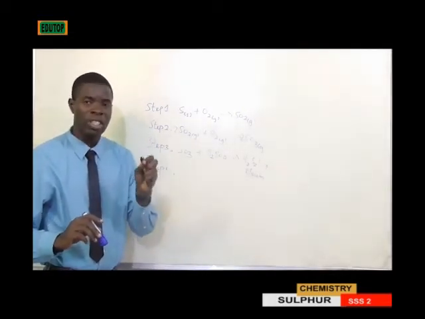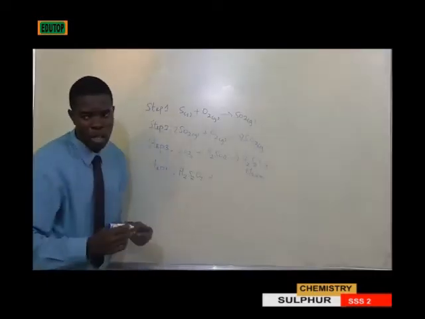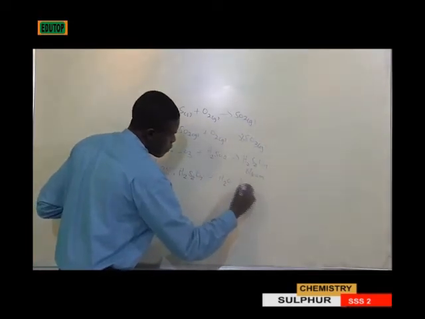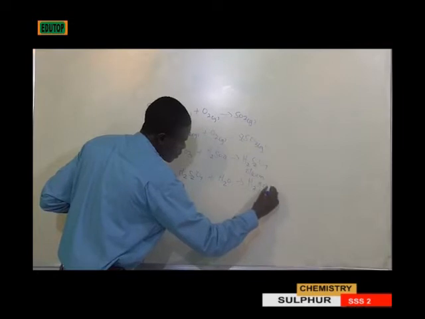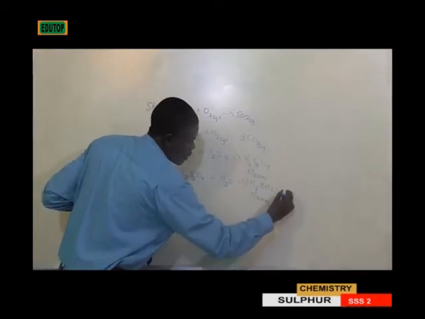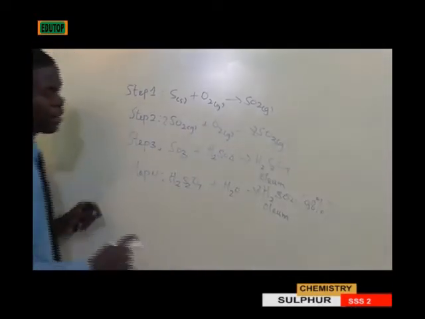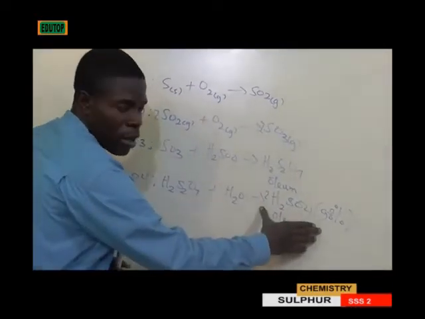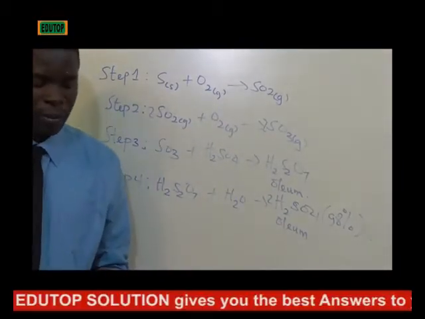At that concentration of 98%, oleum combines with water to give tetraoxosulfate(VI) acid, and the percentage of this is 98. So this is the acid that is being produced, which is tetraoxosulfate(VI) acid.